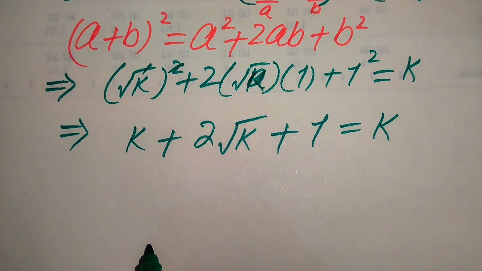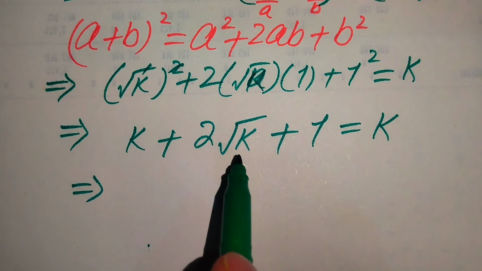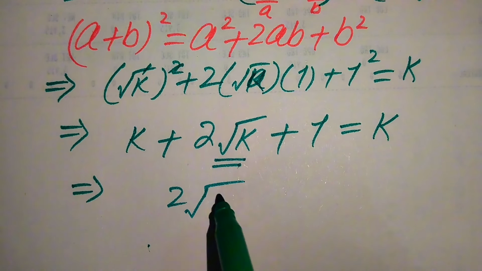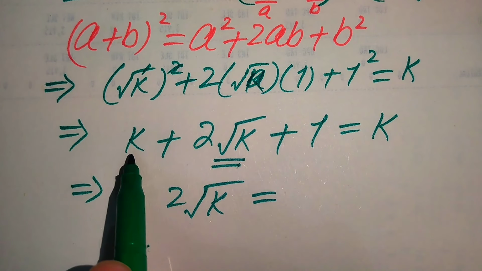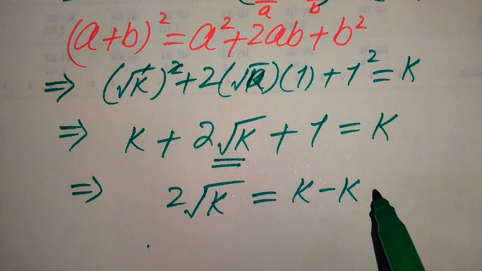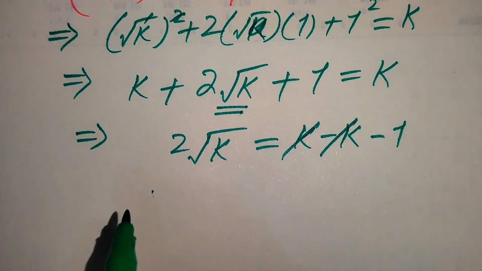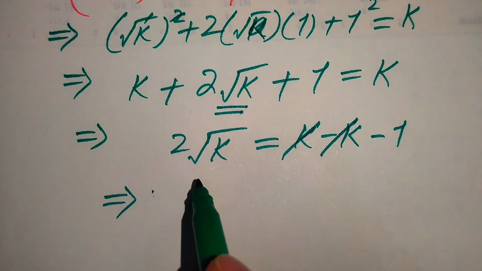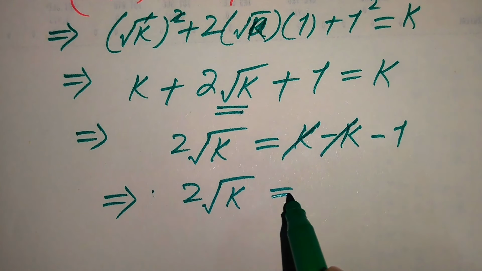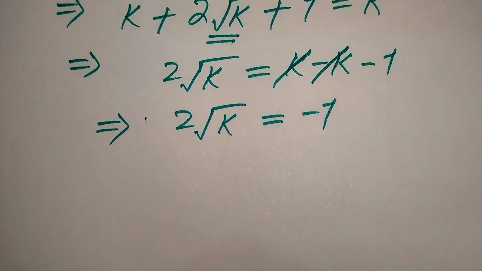So here our target is to find the values of k. So for this we move all the values other than the square root of k from the left hand side. So this is 2 times square root of k is equal to, this is positive k, when we move it into the right hand side it will become negative k, and this plus 1 becomes minus 1. And now you see here this negative k and positive k are cancelled out by each other, and we get in the left hand side 2 times square root of k is equal to minus 1.